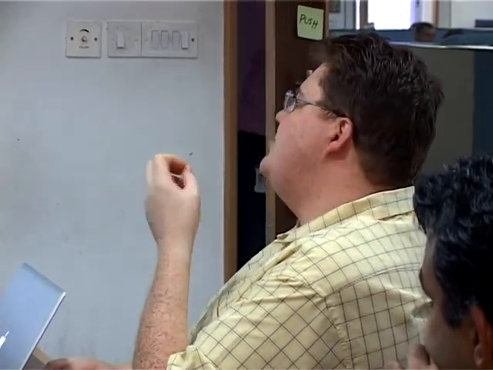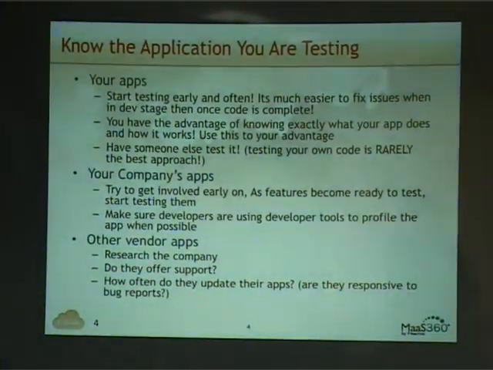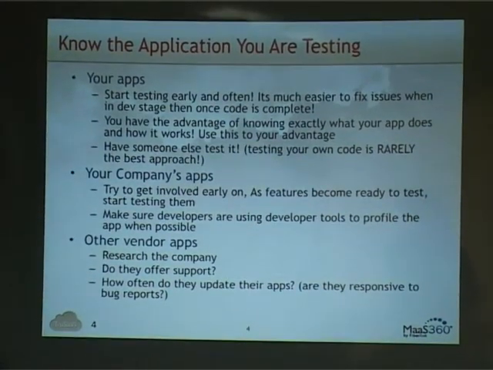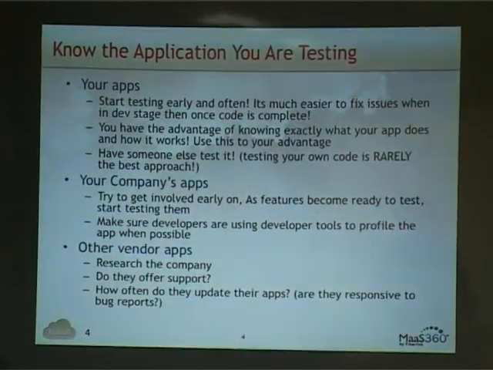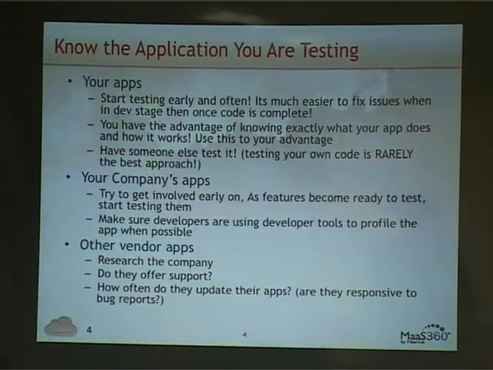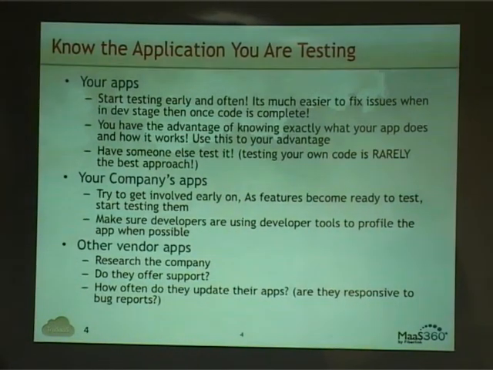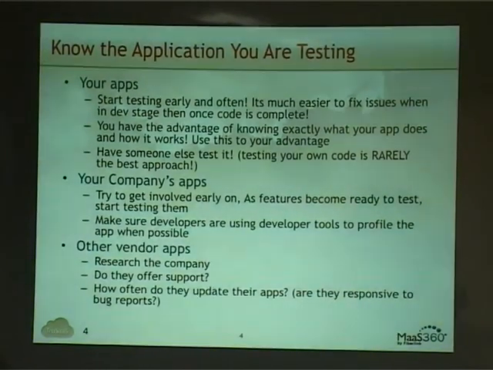Okay, so when you're going to test an application, it's very important that you understand as much as you can about the application you're testing. There are basically 3 types of applications you could be testing. One, you could be testing an application you wrote yourself. It's your app, you need to test it. You could be testing an application that someone else in your company wrote, if you're part of the testing team. Or you could be testing another vendor's app.